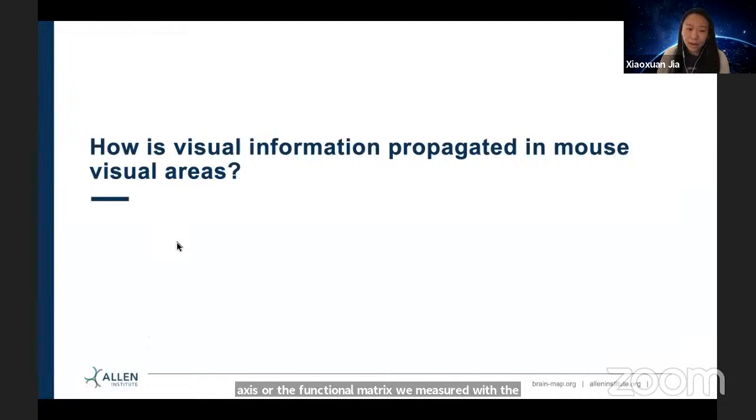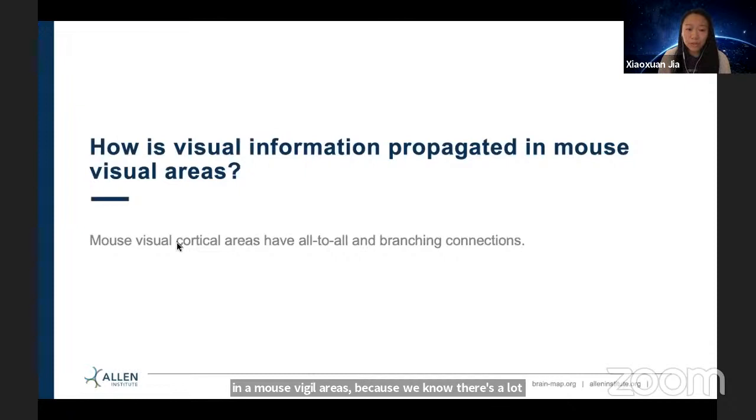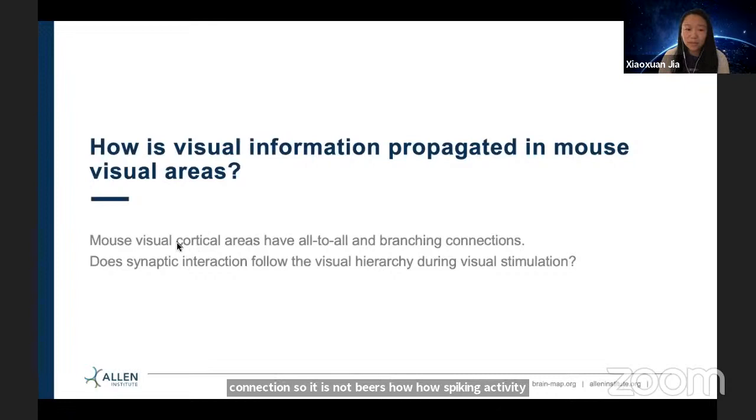Next, we can ask, how is visual information propagated in the mouse visual areas? Because we know there are a lot of recurrent connections, as the mouse visual cortical areas make all-to-all and branching connections, it is not obvious how spiking activity is propagated in this system. So we wonder whether synaptic interactions follow this visual hierarchy during sensory stimulus.